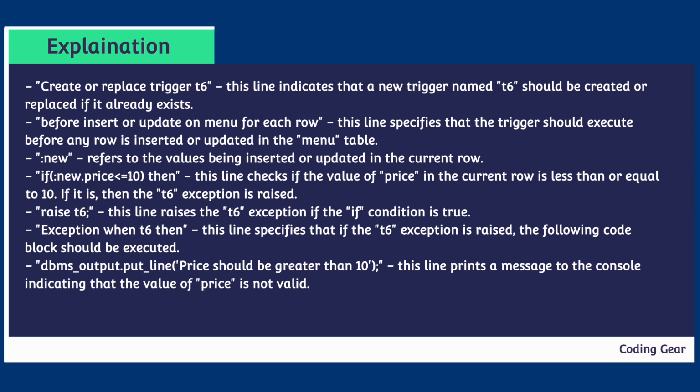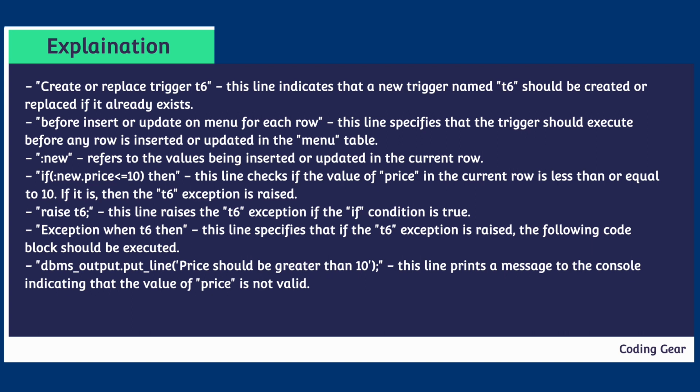If new.price <= 10 then. This line checks if the value of price in the current row is less than or equal to 10. If it is, then the T6 exception is raised. Raise T6. This line raises the T6 exception if the if condition is true.